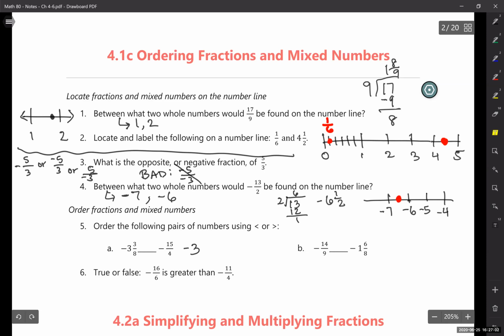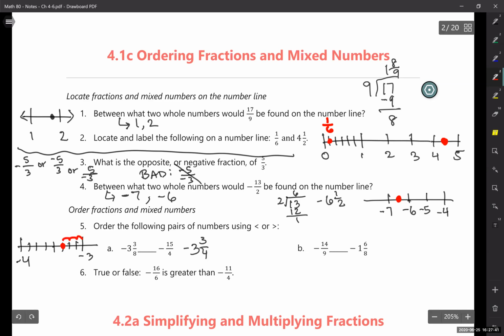I'll just do this one in my head. It goes in 3 times with 3 left over. And so this one's kind of close. They both have a -3. If you're not sure what's going on, we will just cut our line into eighths. 1, 2, 3, 4, 5, 6, 7. Oops. 5, 6, 7. Okay, there's 8 pieces. And so the -3 3/8 would be right here, because I'm counting over 1, 2, 3 pieces.